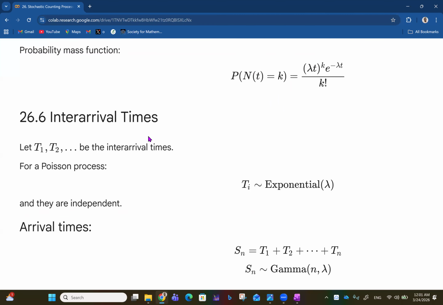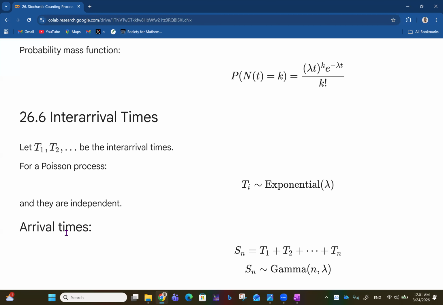So you have inter-arrival times. Since you're talking about counting events happening within a time frame, there's the need to understand inter-arrival times. If we have T1, T2, and so on to be inter-arrival times, for a Poisson process, any inter-arrival time Ti is exponentially distributed with parameter lambda, and they are independent.